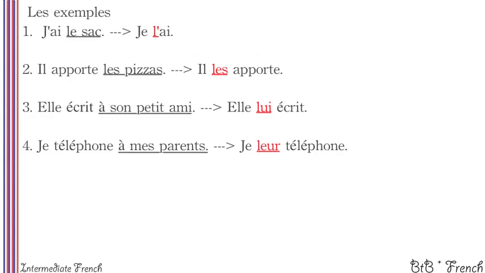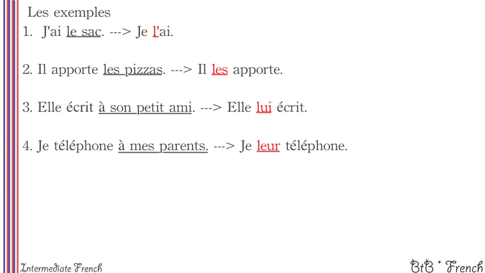Let's go over some examples. Les exemples. La première phrase. J'ai le sac devient je l'ai. The first sentence, I have the bag, becomes I have it. Now, what we replace the bag with is a direct object pronoun. La deuxième phrase, il apporte les pizzas, devient il les apporte. He brings the pizzas becomes he brings them.